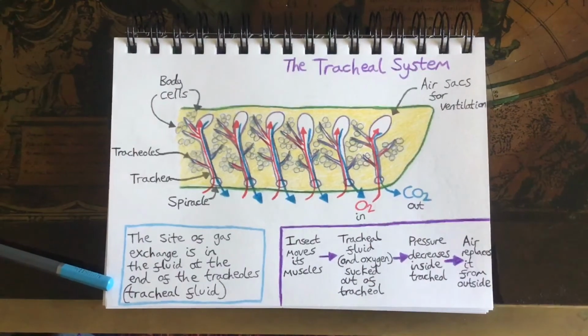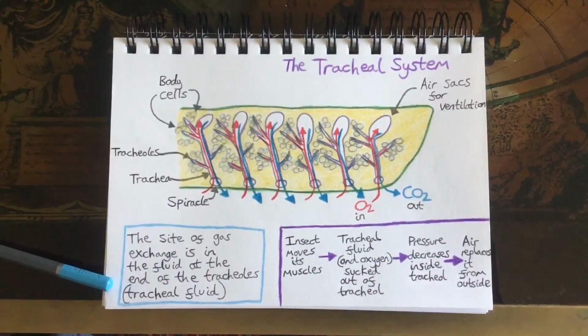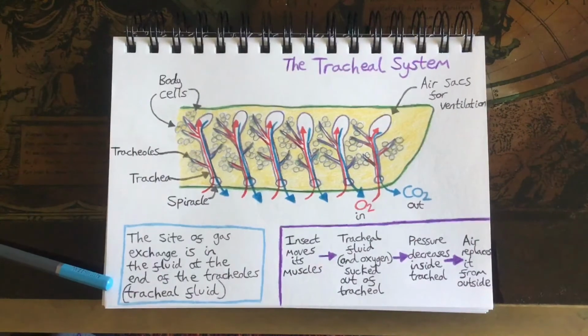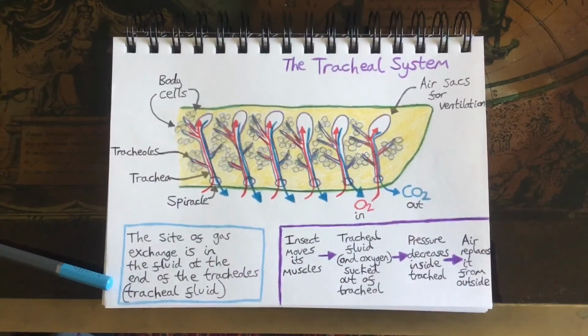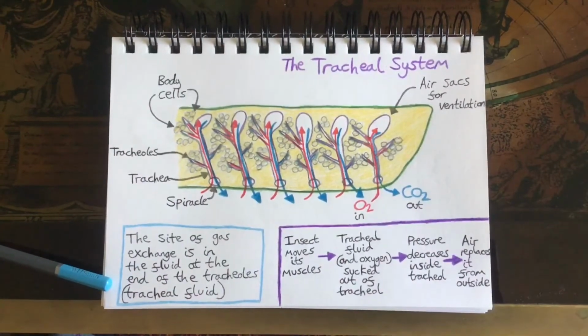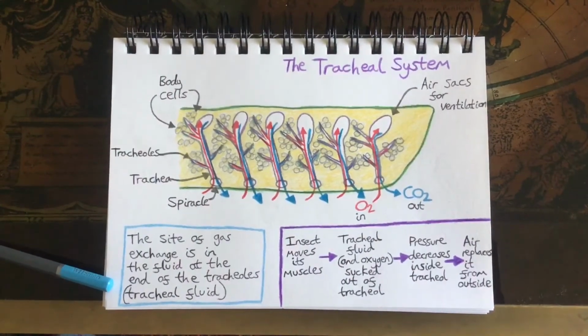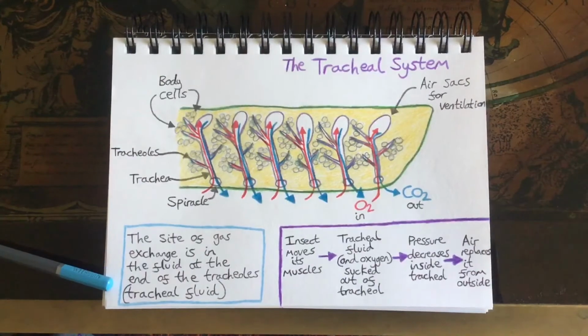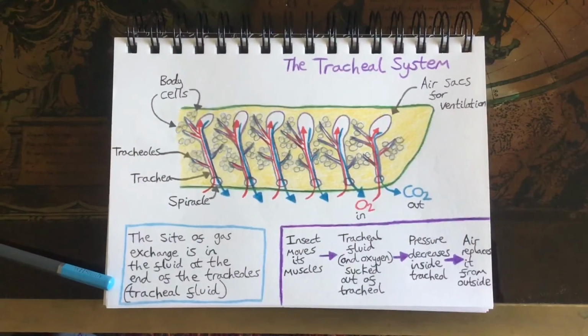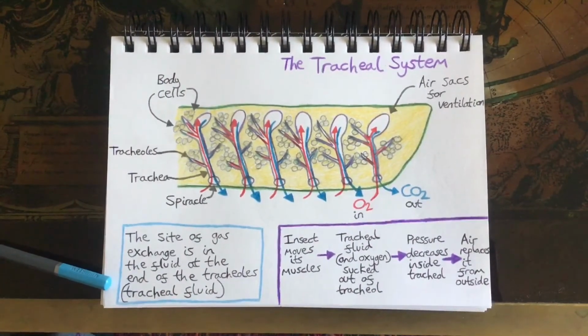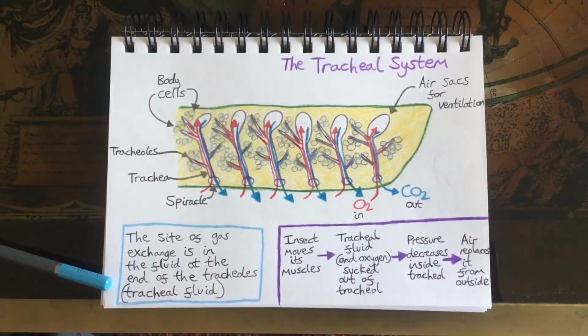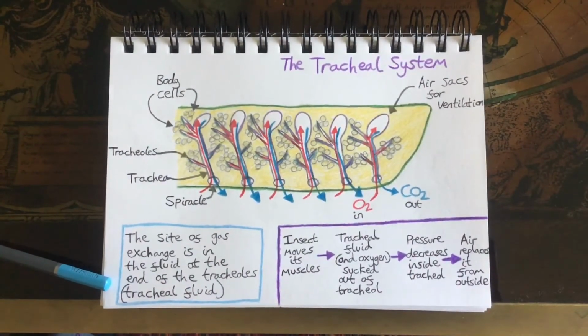And the opposite happens with CO2. So CO2 is going to diffuse out of the body cells into the tracheal system, and then out of the tracheal system into the surrounding environment via the spiracles again. And that's because it's produced as a waste product in respiration. And it's a toxic product, so it has to be removed as quickly as possible.